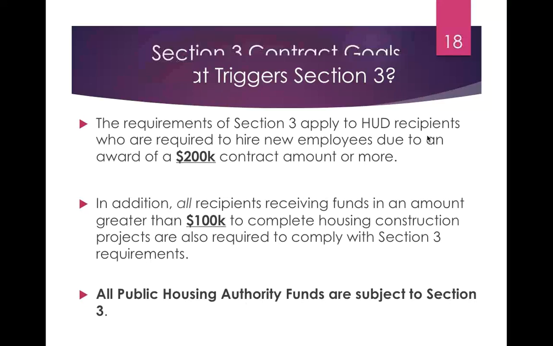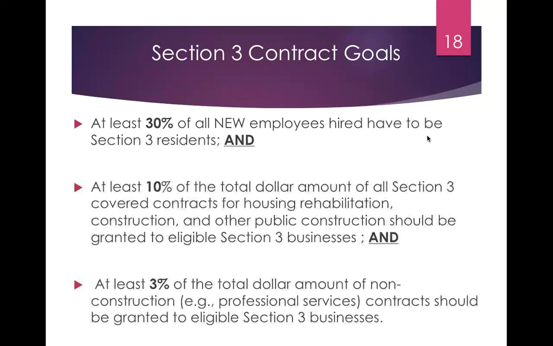Section 3 contract goals. At least 30% of all new employees hired have to be Section 3 residents, and at least 10% of the total dollar amount of all Section 3 covered contracts for housing rehabilitation, construction, and other public construction should be granted to qualified Section 3 businesses, and at least 3% of the total dollar amount of non-construction, for example, professional services, contracts should be granted to qualified Section 3 businesses.